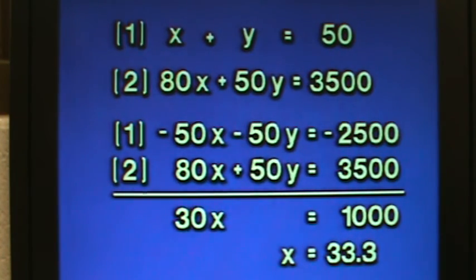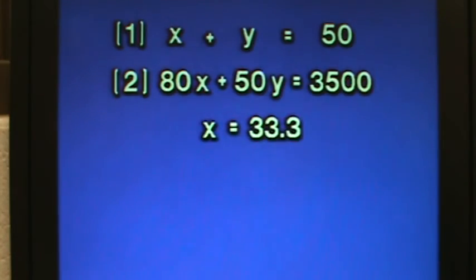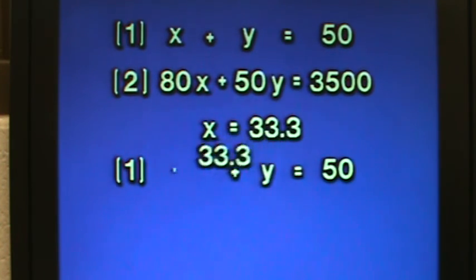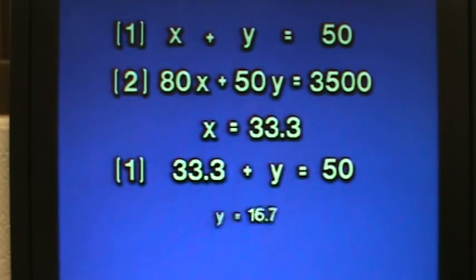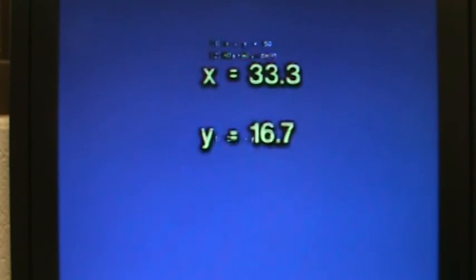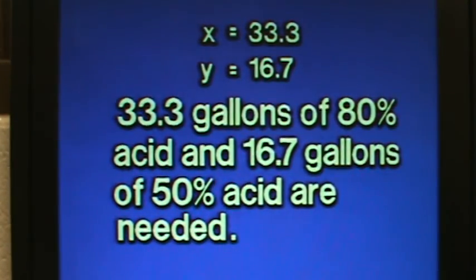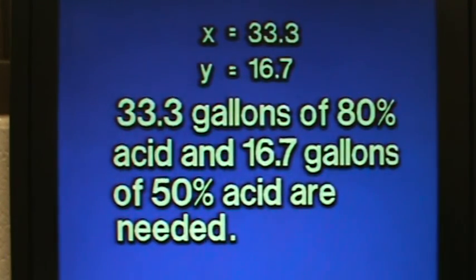In order to solve for y, we end up back substituting into one of our original equations. Equation 1 seems to be a bit simpler, so in equation 1 we replace x with 33 3/10. Now, of course, we'll subtract that amount on both sides of the equation to find y to be 16 7/10. Well, now we have our answers. We know that 33 3/10 gallons of the 80% acid solution and 16 7/10 gallons of the 50% acid solution are needed.